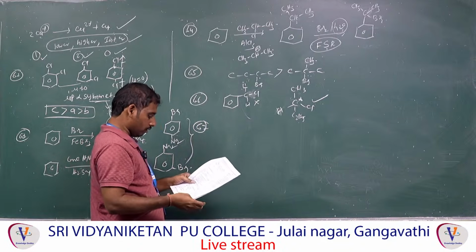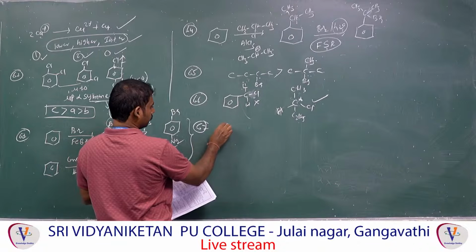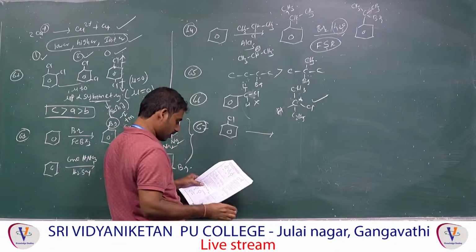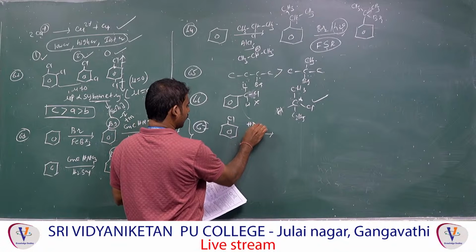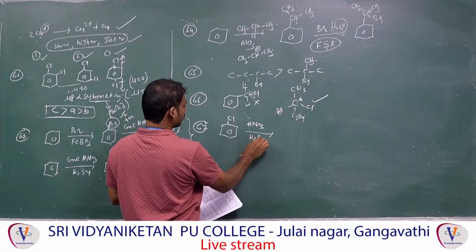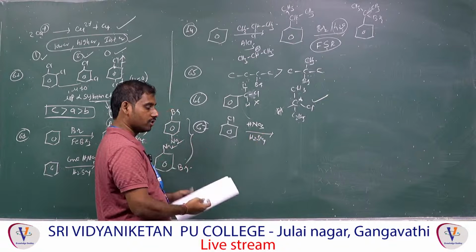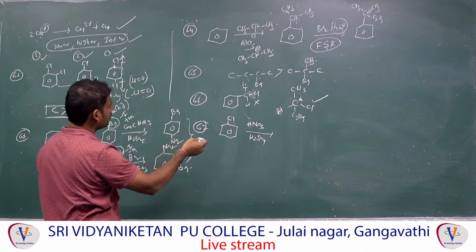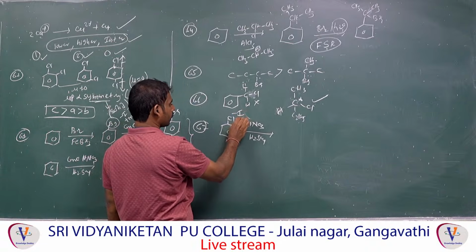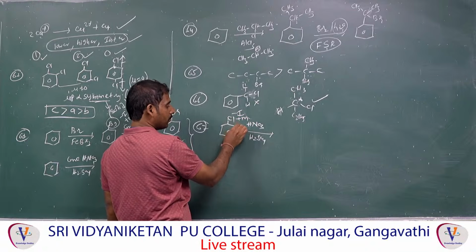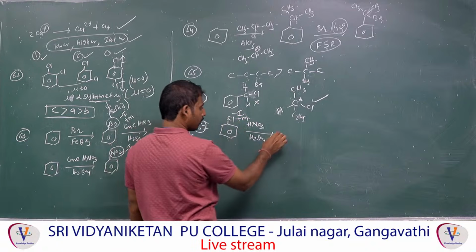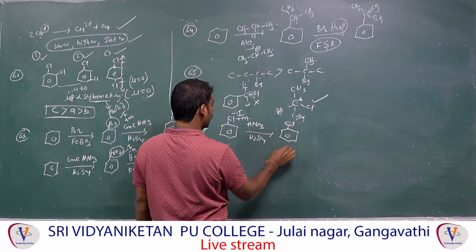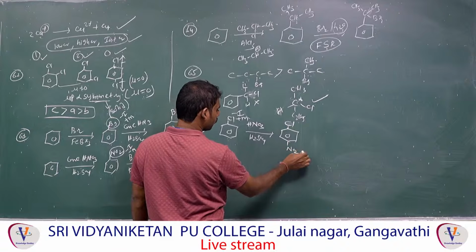First one. Chlorobenzene with nitration, HNO3 plus H2SO4. That is called nitration. This type of question I already told. Cl has -I and +M, and +M is dominating. That means it is an electron releasing group, ortho para directing. The major product is para. The electrophile is NO2. This is the answer.